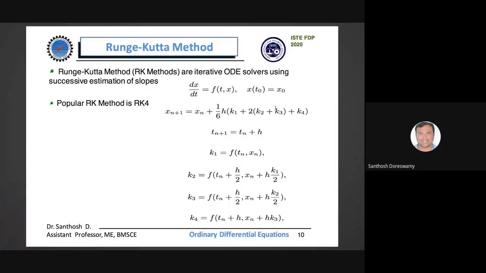So that's how you will successively approximate the values of x for a time step that you take in this form, tn plus 1 equals tn plus h.